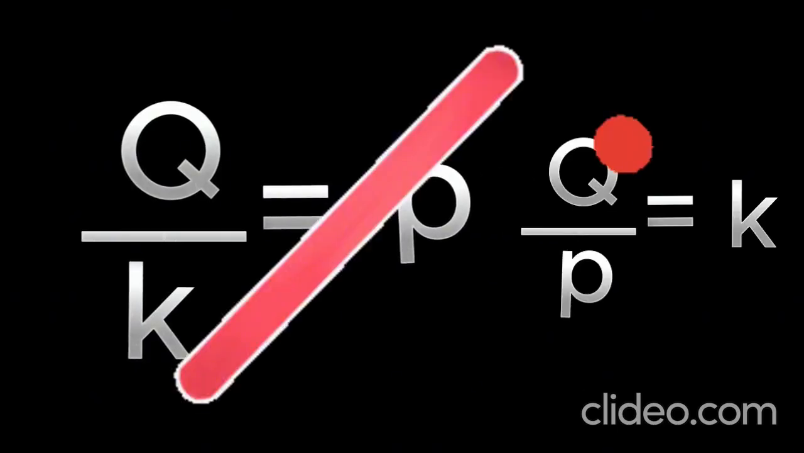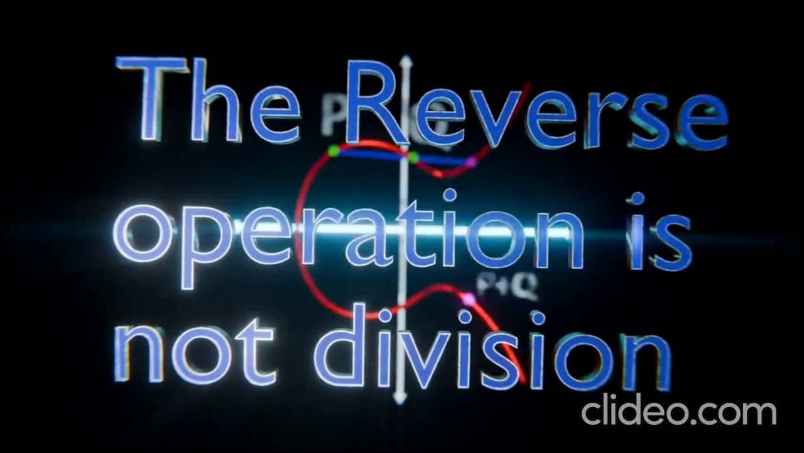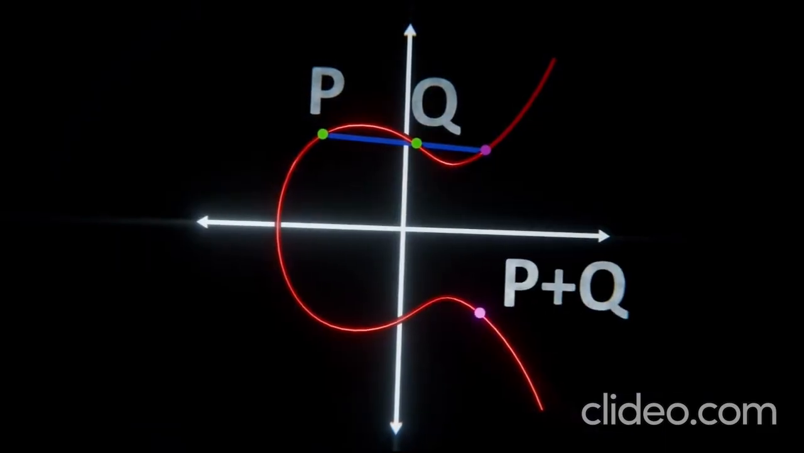The reason you can't just rearrange for k is because with elliptic curves, point multiplication is simple, but the reverse operation is not division and is rather discrete logarithms. Given P plus Q, you cannot find P and Q.